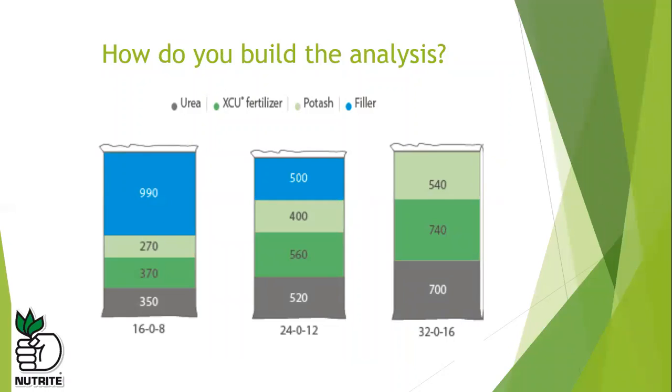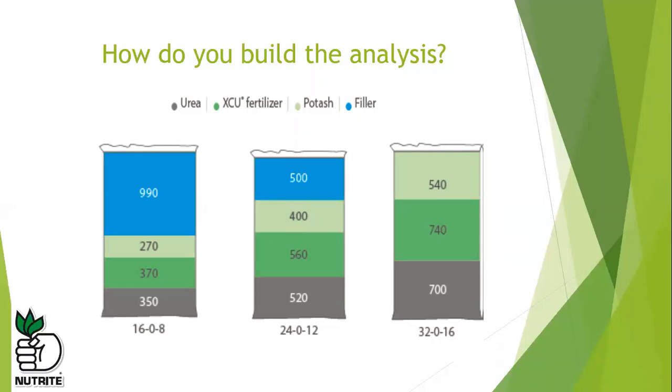So we're talking about how you build the analysis. Well, this is an interesting exercise. If we look at these three different products as listed here, we have a 16-0-8, a 24-0-12, and a 32-0-16. And the legend shows, of course, how much urea, how much XCU, and how much potash is in each one. There are varying price points for each of these different blends, which I'll go through here in a minute.